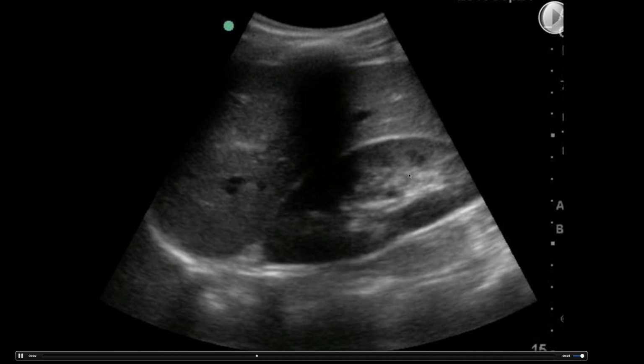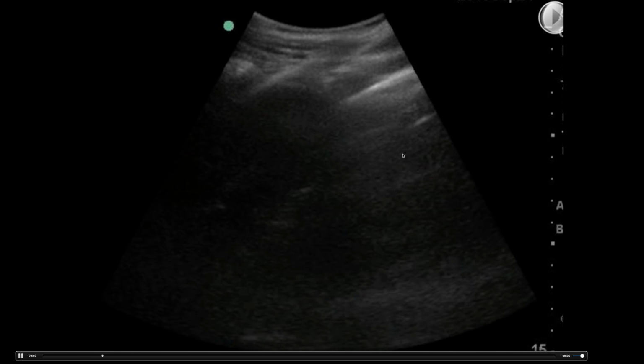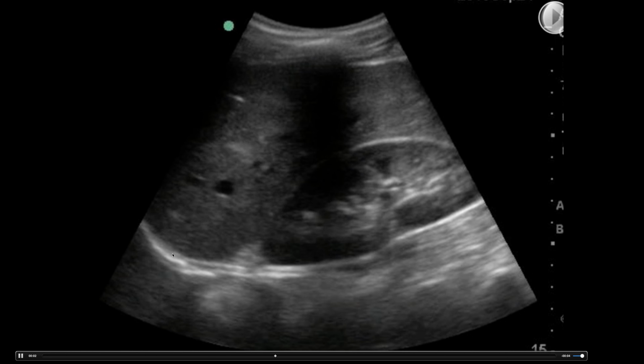Again, the other thing you can see is this inferior pole. Catch it right here at the end. Beautiful. Right at the end, no fluid. There's nothing above the diaphragm.